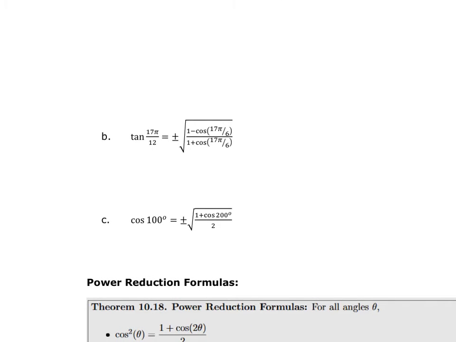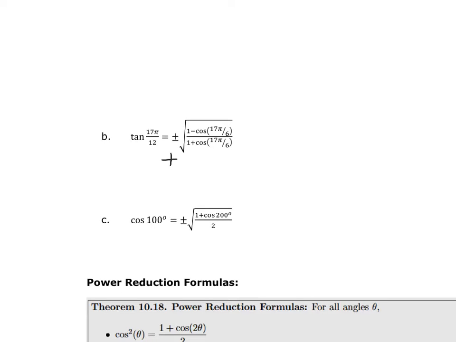What about 17 pi over 12? Yes? That one's positive. Why? Because it's also in the third quadrant where tangent is positive. So 17 pi over 12 is in quadrant number 3. Quadrant number 3, tangent is positive, so the answer should be a positive answer.